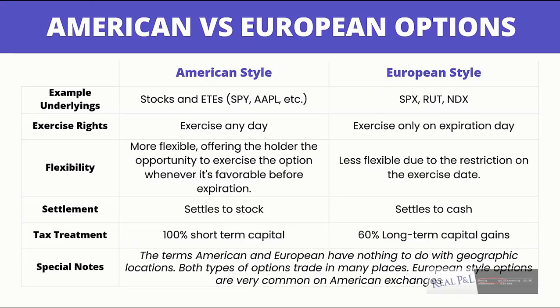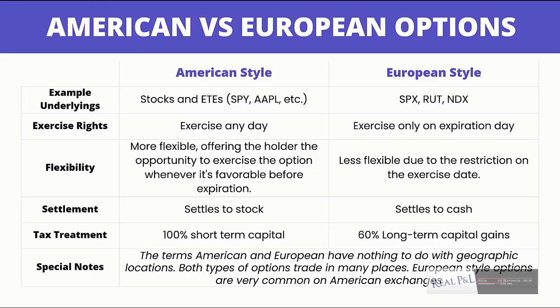While we're on the subject, we'll overview American style versus European style options. You can see with American style, you use stocks and ETFs. And with European, you're using SPX, RUT, and NDX. Those are indexes. And your exercise rights are different. With American style, you can exercise any day at any time during the contract. With European style, you can exercise only on the day of expiration.